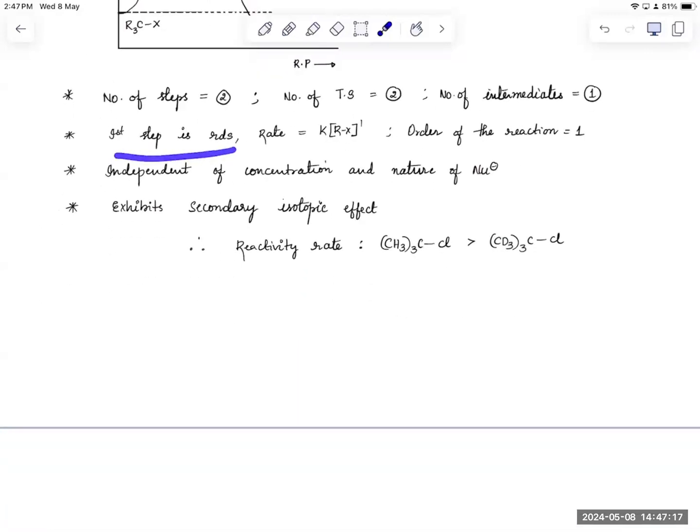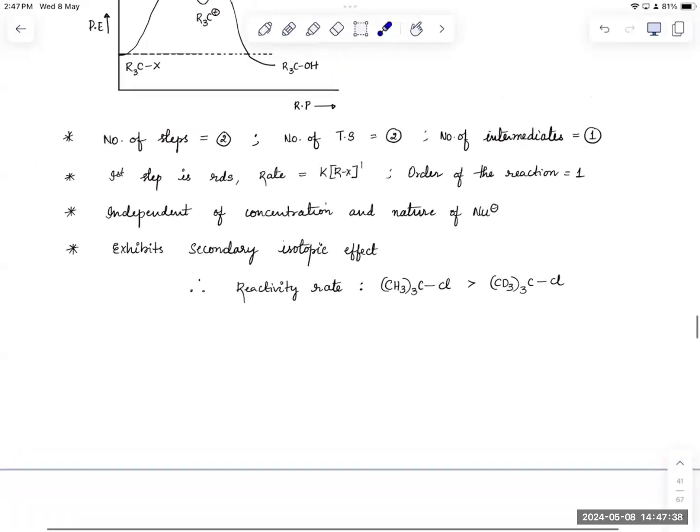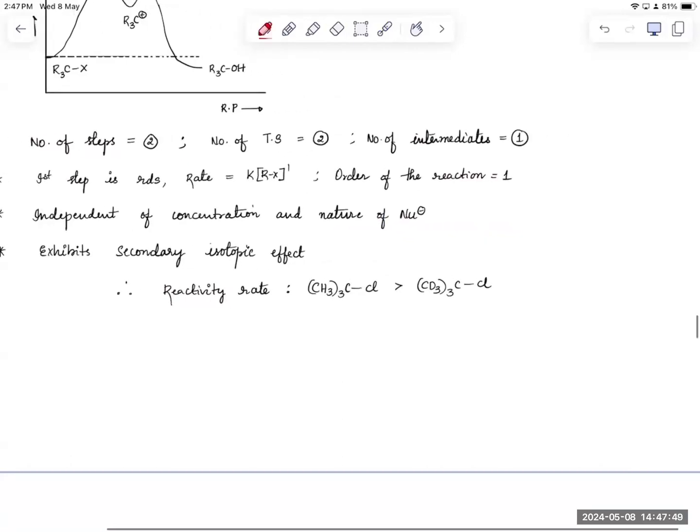The first step is the rate determining step, which is equal to K into RX. The order of the reaction here is 1. It is independent of the concentration and nature of the nucleophile. When it comes to order of the reaction, it has order 1 and it will be independent of nucleophile concentration. So typically a weak nucleophile is preferable here.